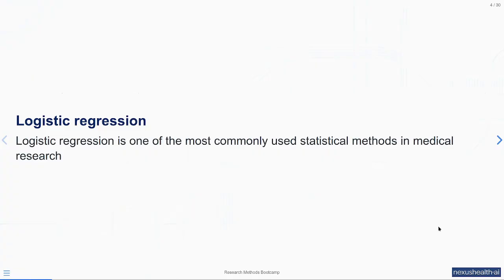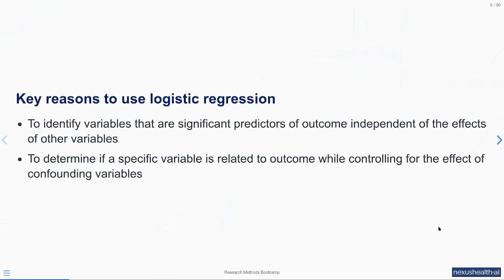So logistic regression is one of the most commonly used statistical methods in medical research. And there are key reasons for us to use logistic regression. We use logistic regression to identify variables that are significant predictors of outcome, independent of the effects of other variables. So we use it when we seek to control for confounding factors. We can also use it when we seek to determine if a specific variable is related to an outcome while controlling for the effect of confounding variables.